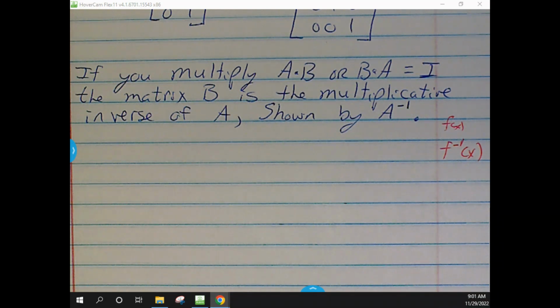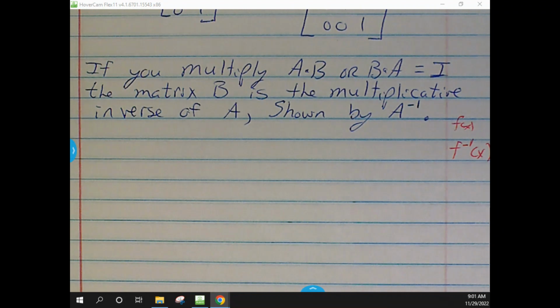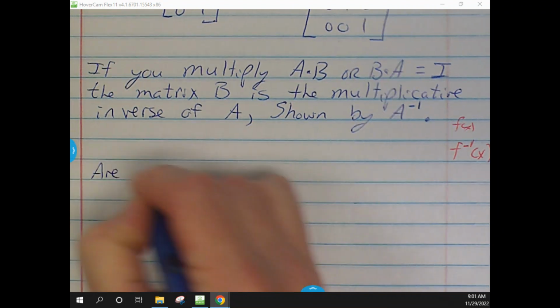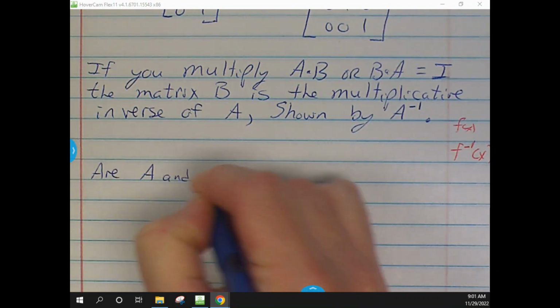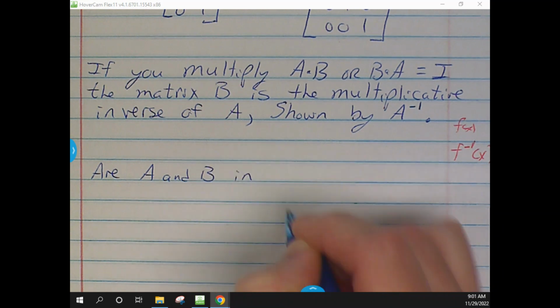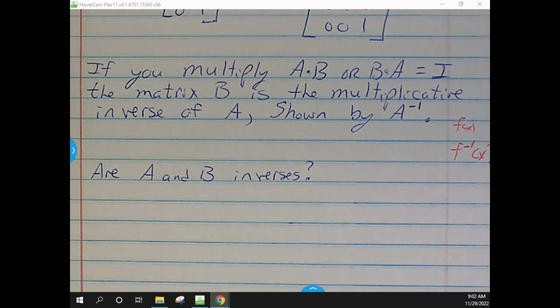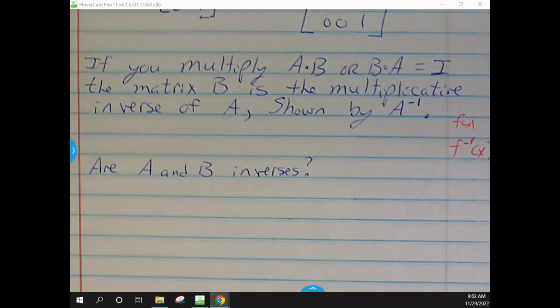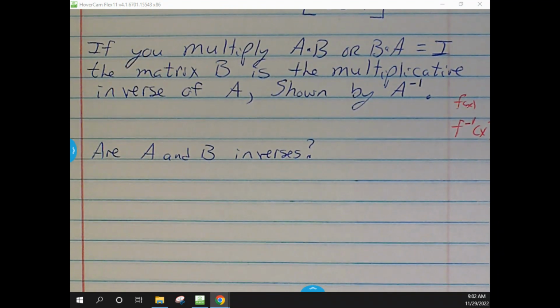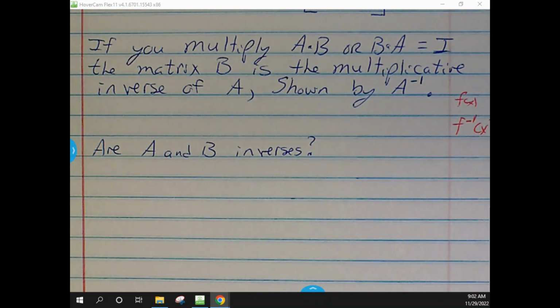Okay, so what we're going to show you is what they're going to ask you: are A and B inverses? This is where we get to practice multiplication without specifically saying we're going to practice multiplication, but it's practice to get there.